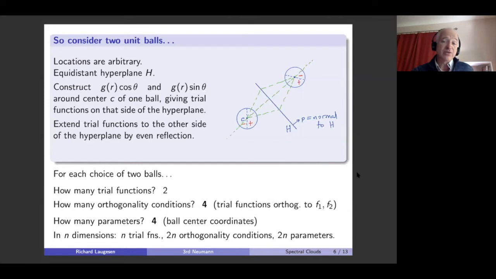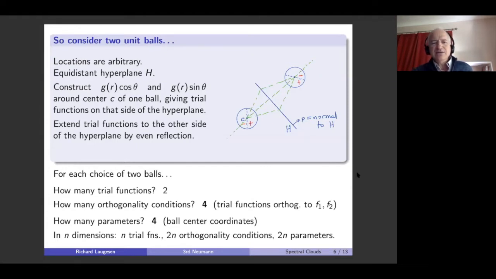And how many parameters do we have? Well, fortunately, also 4, because there's the center of each ball. Each center point has 2 real coordinates, so 4 coordinates in total. So from that perspective, it seems promising. And this sort of parameter counting, of course, goes back also to these earlier authors.